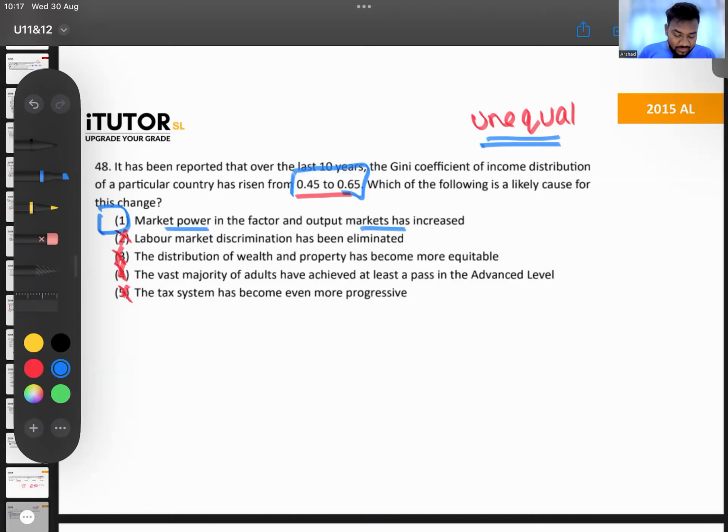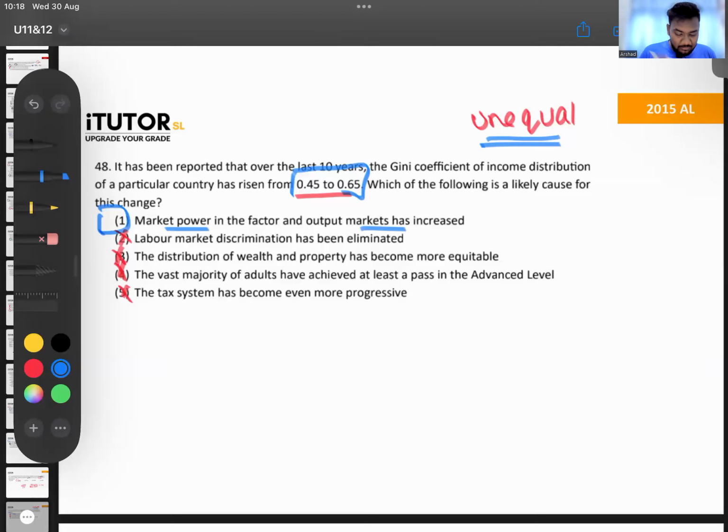Third one, distribution of wealth. Based on the Gini coefficient, you can't talk about wealth, guys. The Gini coefficient looks at how the income of the country is distributed across the total population. Income is like your salary and the GDP. Wealth is different, guys. Wealth is how much property you own, the gold, your bank balance. That is wealth. So you can't talk about wealth based on the Gini coefficient. That's why number 3 is gone.